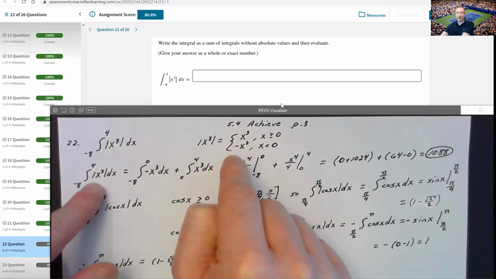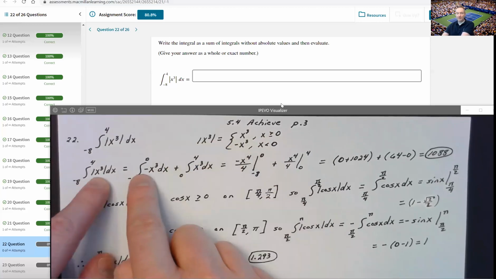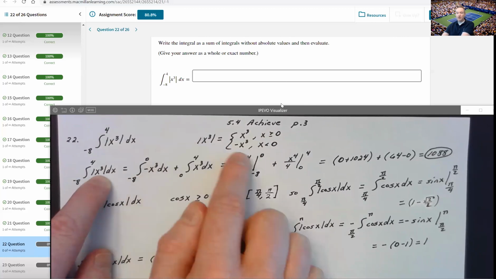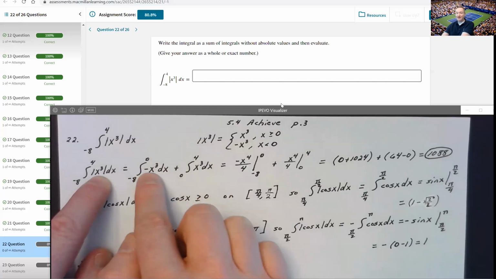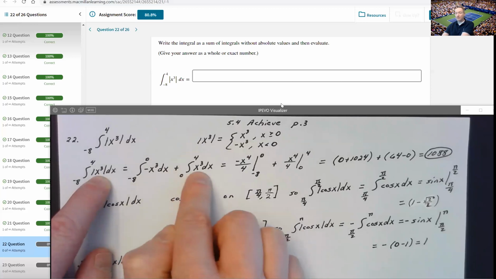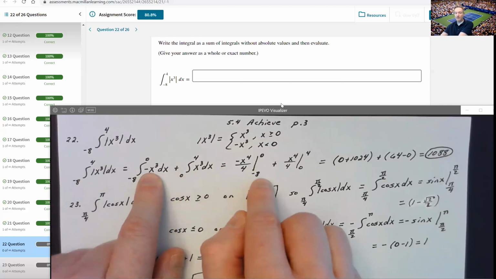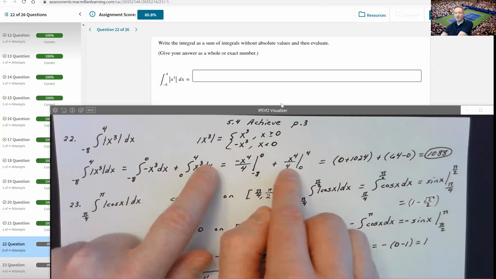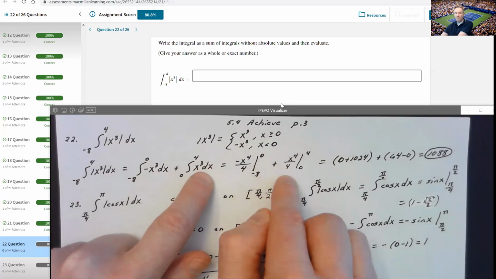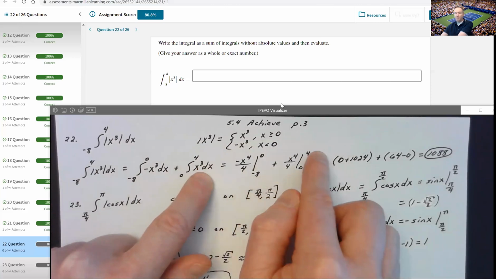So then I need to break apart my integral of the absolute value of x cubed and say from -8 to 0, that absolute value is serving as a negative x cubed in that region. But then from 0 to 4, the absolute value does nothing, and it's just the same thing as a positive x cubed. I integrate each of these and evaluate over their respective intervals. The first one gives me negative x to the 4th over 4 from -8 to 0. Then I would be saying plus x to the 4th over 4 evaluated from 0 to 4.